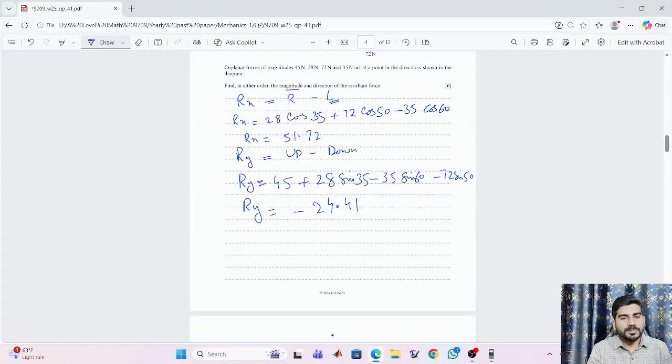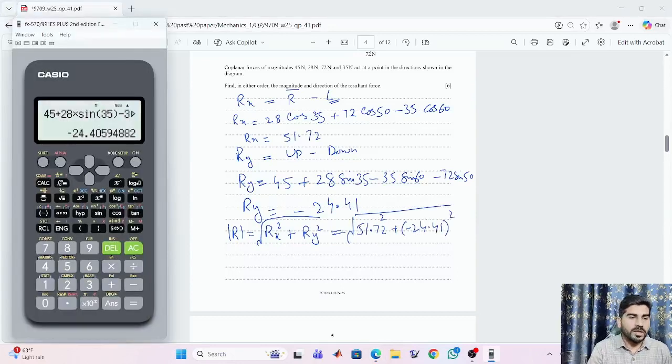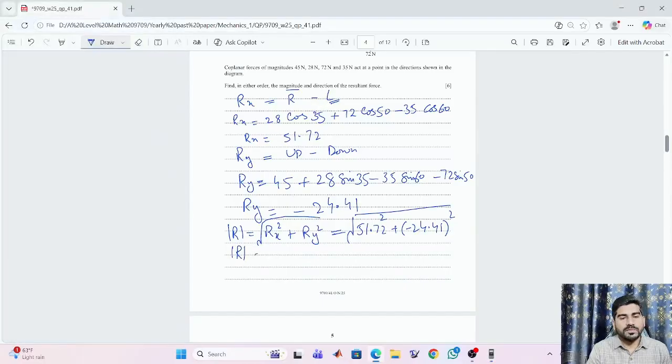Now we want to find the resultant force, and the magnitude of the resultant force will be the horizontal component square plus the vertical component square, and square root, by using Pythagoras theorem, because Rx and Ry are perpendicular to each other. So there will be 51.72 square plus negative 24.41 square and whole square root. Again, we can just take the square of the y component plus 51.72 square, and it will be 3270. We can just take the square root of the answer. It is 57.2.